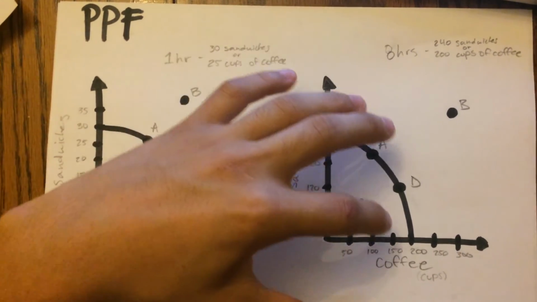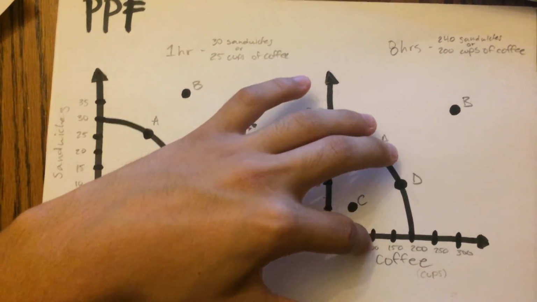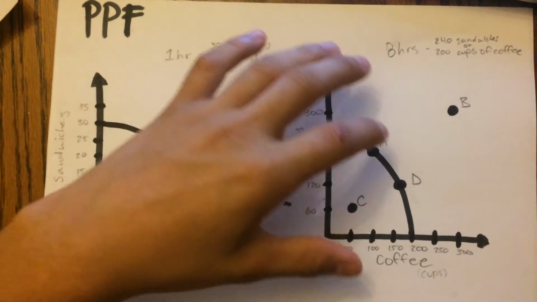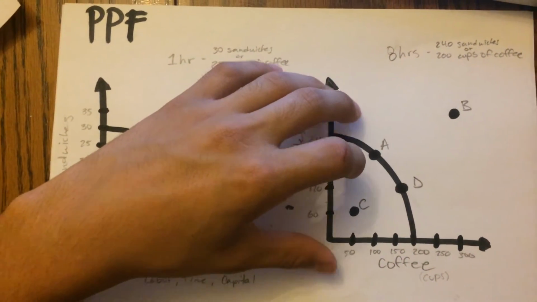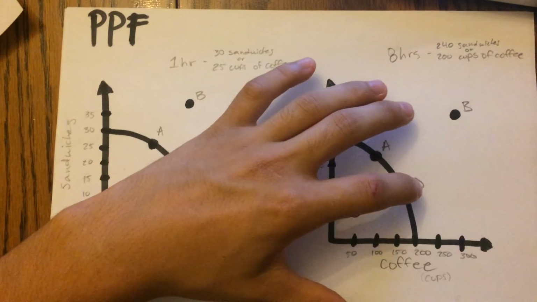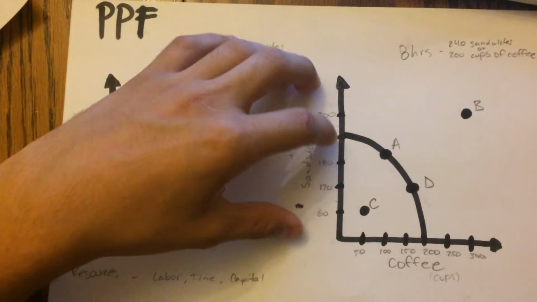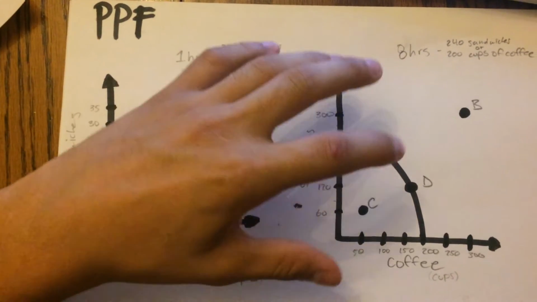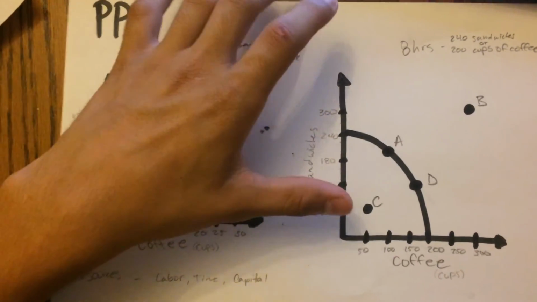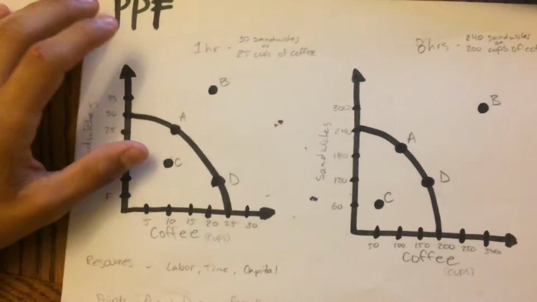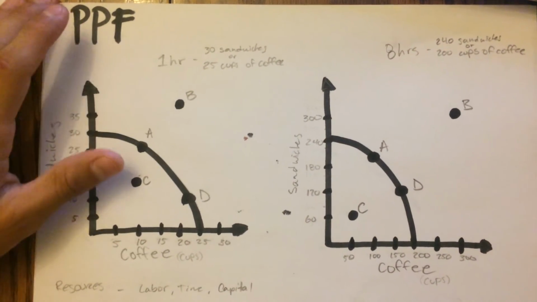180 sandwiches and 100 cups of coffee at the same time within the 8 hours, and 120 sandwiches, I'm sorry, and 150 cups of coffee, making them feasible and efficient. Point C, making 60 sandwiches and 50 cups of coffee, is just inefficient with the resources I am using.